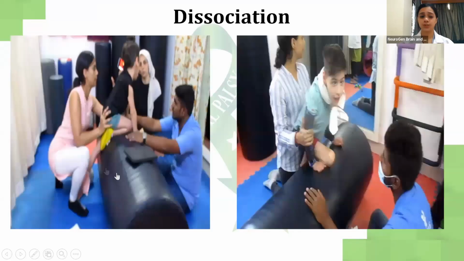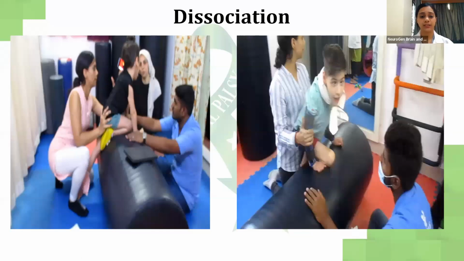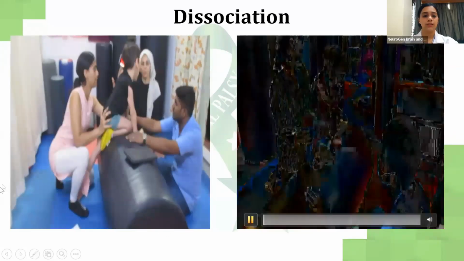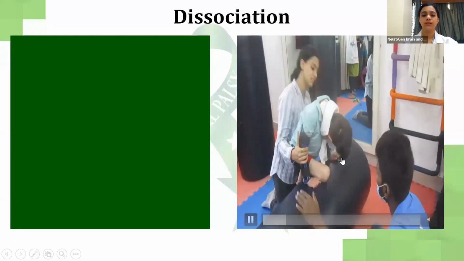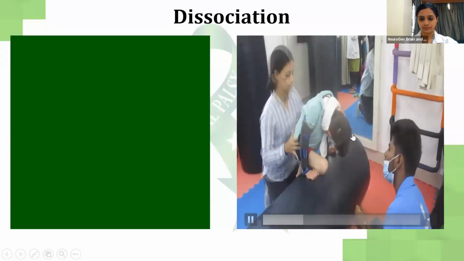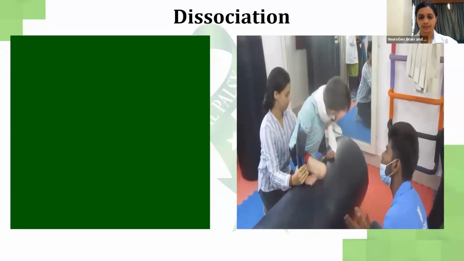Then coming on to the dissociation activities, as I told you, dissociation is very important for the child's hips to separate. If the child has severe adduction, severe deformity, severe tightness, then dissociation will help them. Moving on to the other one. So we were asking him to look up. Again, the mirror is the feedback.